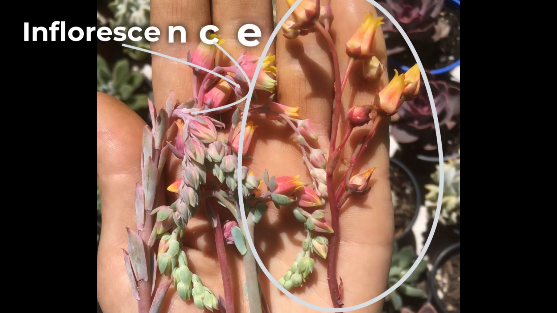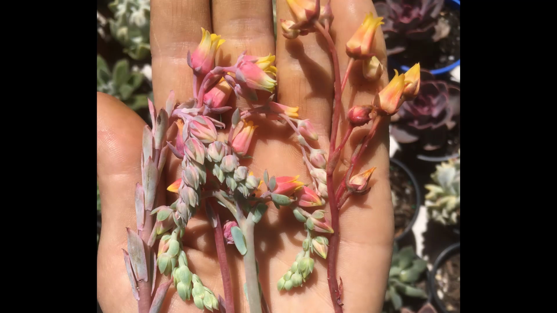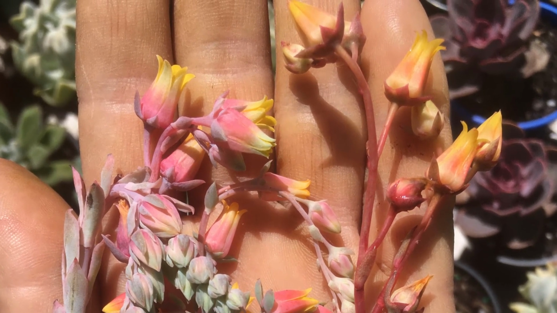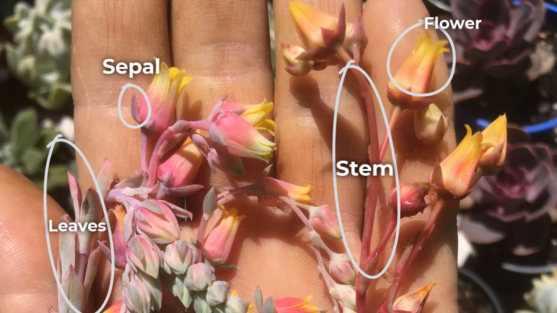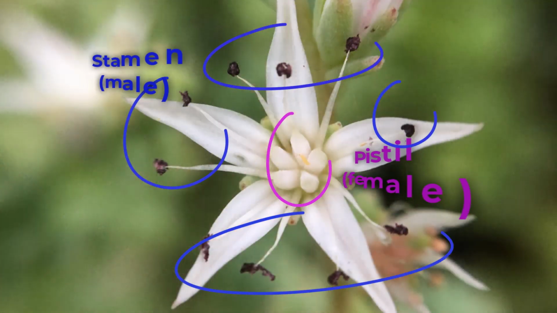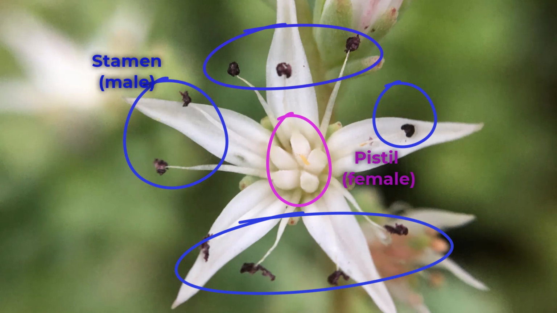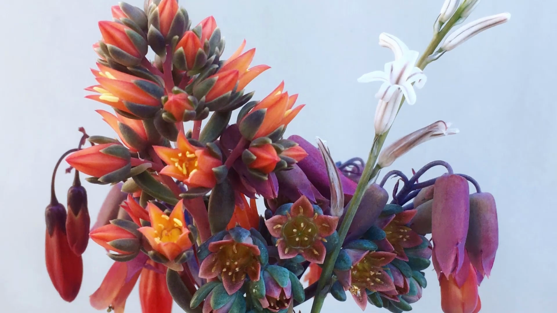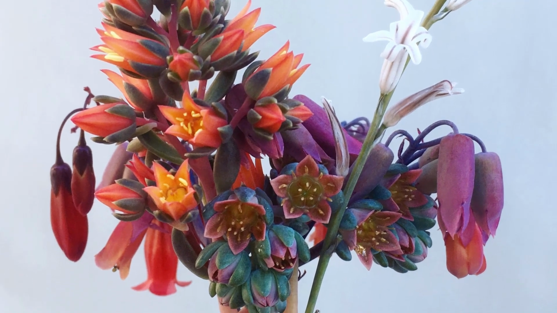All of the parts that make up the bloom are called inflorescence. Parts of the inflorescence will include the stem, leaves, sepal and flowers. The flowers can further be broken down into petals, pistil and stamen. Pistil and stamen can be broken down even further, but we won't go into as much detail. All we need to know is that pistil are the female parts in the center and stamen male. With that out of the way, let's have a look at some gorgeous flowers.